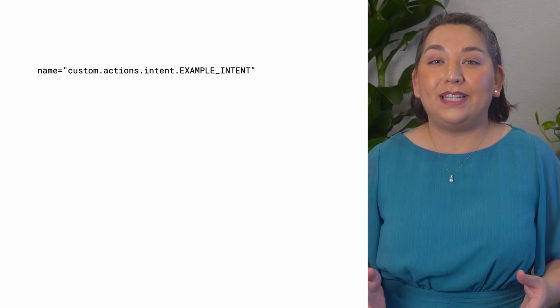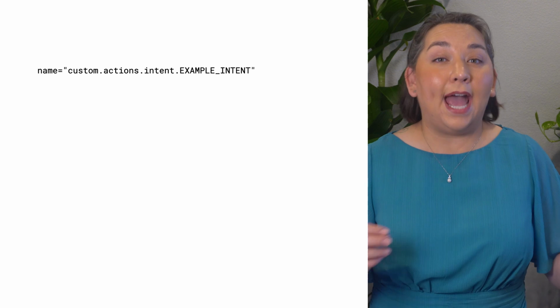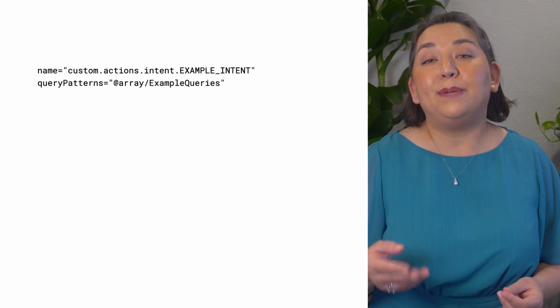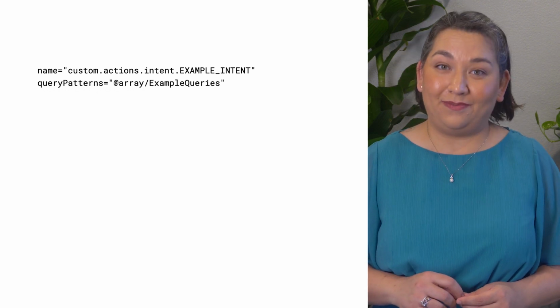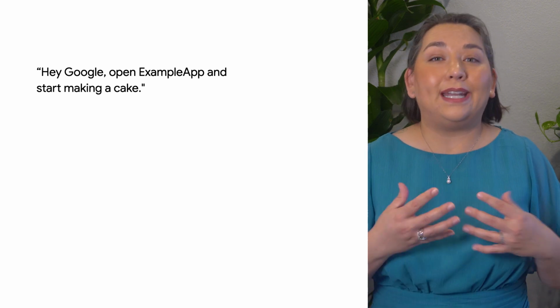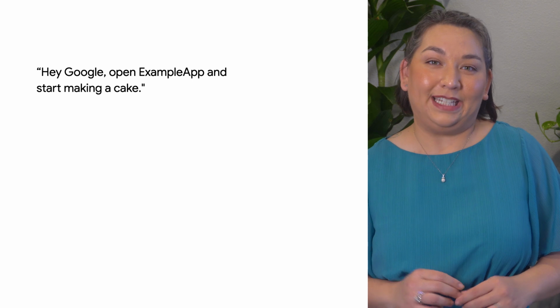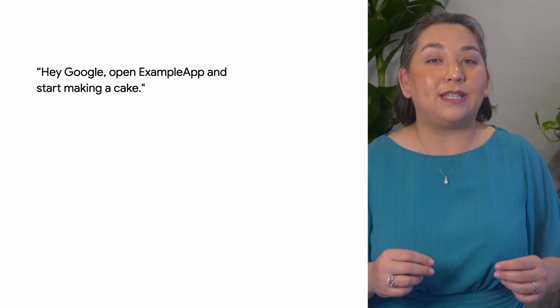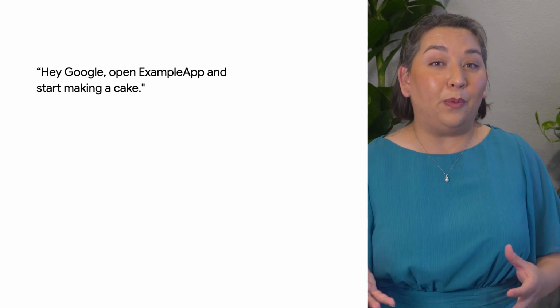For the assistant to understand what your custom intent is and how users can trigger it, you'll need to provide query patterns. Query patterns are a set of strings that are different ways a user can express this intent. Each query pattern contains the words after "Hey Google, open," and your app name. You'll want to add your query patterns to your array.xml file.